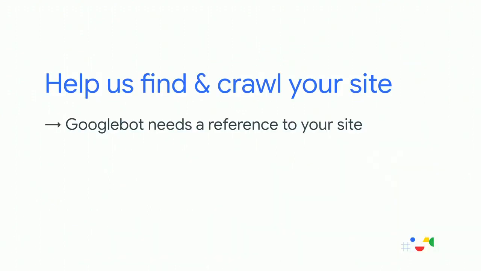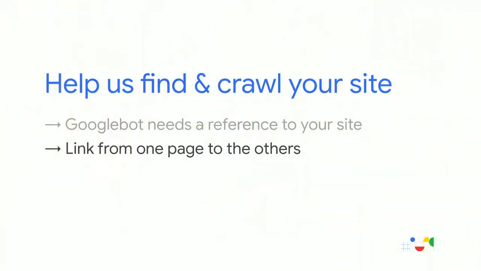So basically, what you want to do is help us find all the great content you put on the web. To sum this up, Googlebot needs to have a reference to your website. Typically, that's a link that someone else recommends, like someone saying, this is great content, you should check it out. But you also want to make sure that you link us to all the other pages. You should have some sort of internal linking structure and page structure that tells us what the rest of the website looks like.